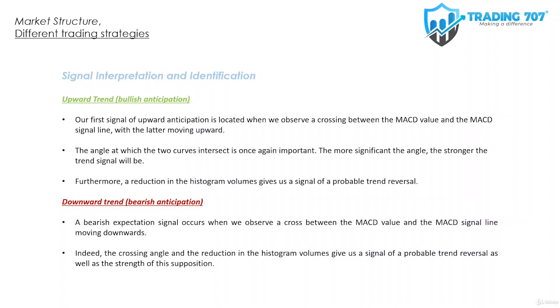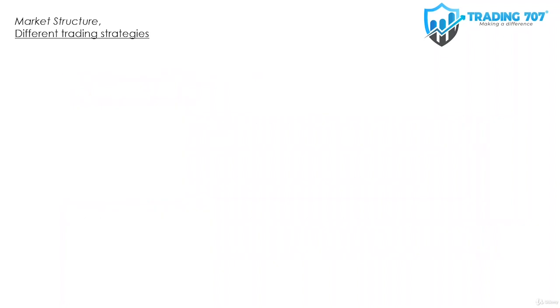Moreover, for bearish anticipation, bearish expectation signals occur when we observe a cross between the MACD value line and the MACD signal line, moving downward this time. Indeed, the crossing angle and the reduction in the histogram volume also give us a signal of a probable trend reversal, as well as the strength of the supposition.